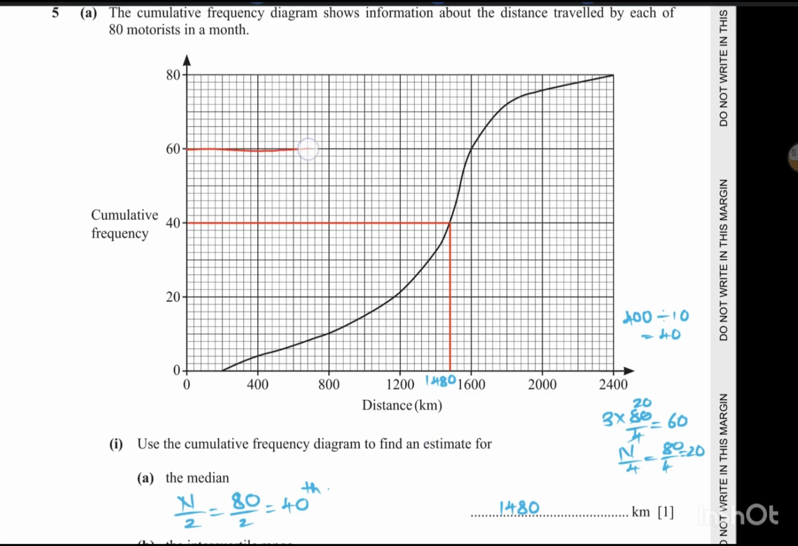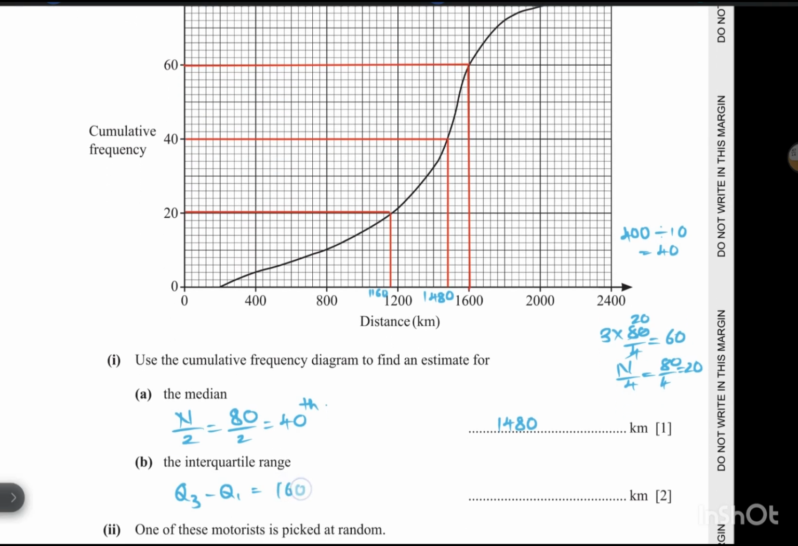So let us see that 60th and 20th observation here. 60th observation is this. So what is it? 60th observation is 1600 kilometers exactly, and 20th observation is this. So it is 1200 minus 40, that will be 1160, and this is 1600. So just subtract these two.